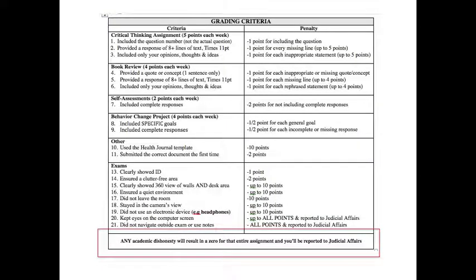Any academic dishonesty will result in a 0 for that entire assignment. Academic dishonesty includes but is not limited to plagiarizing even one sentence on any of the assignments, posting an incomplete assignment on the discussion board, navigating outside the exam when you're taking the exam, etc. So for example, if you used a response from a former student on the health journal, you'll receive a 0 on the entire health journal, 150 points.